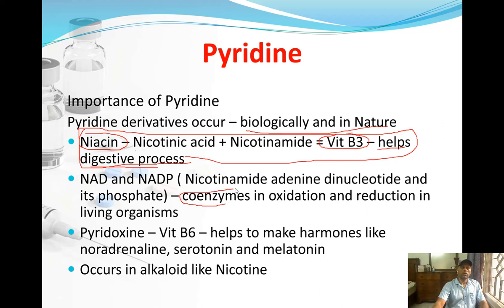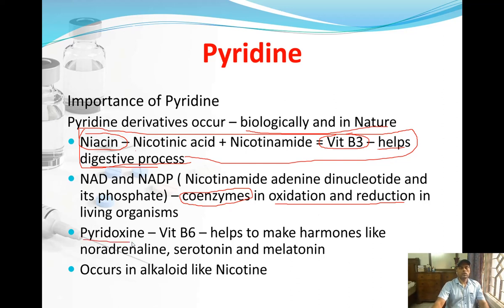These have the pyridine structure, right? The pyridine ring is present in these structures, and these coenzymes help us in oxidation reduction reactions inside our body. So the pyridine derivatives NAD and NADP act as coenzymes, and this helps us in oxidation reduction reactions inside our body.